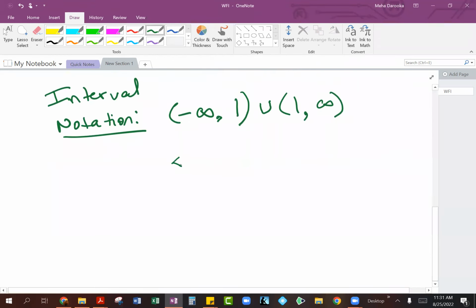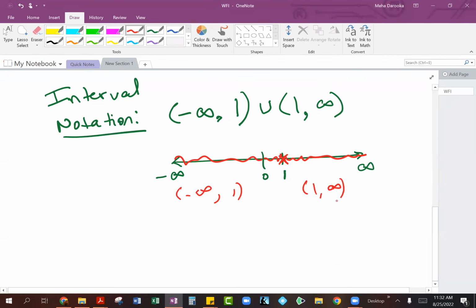If I were to show this to you on a number line, just what a real number line looks like. On the left-hand side, we go towards negative infinity. On the right-hand side, we go towards positive infinity. 0 would be in the center, and then somewhere to the right of that would be the number 1. So we're basically saying don't include 1, but everything to the right-hand side of 1 is okay, and everything to the left-hand side of 1 is okay. So that's where that interval notation is coming from. Negative infinity to 1, and then from 1 to infinity, you use the union symbol to combine them.